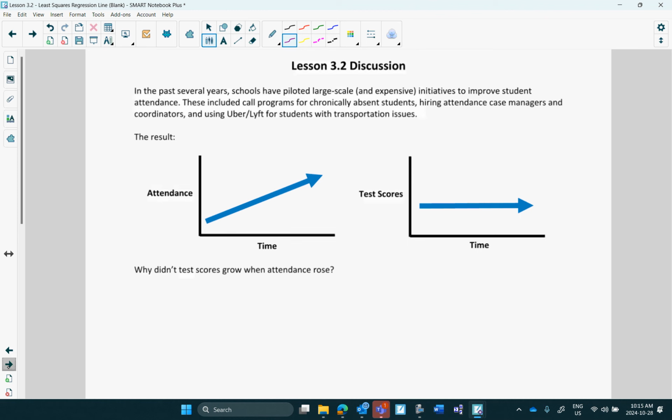So initiatives were taken to try and get chronically absent students to school. They had attendance managers or coordinators. They were using Uber to bring students to school, to try and increase attendance. So this happened over time. They managed to increase attendance. And yet when it came to the test scores, this is what happened.